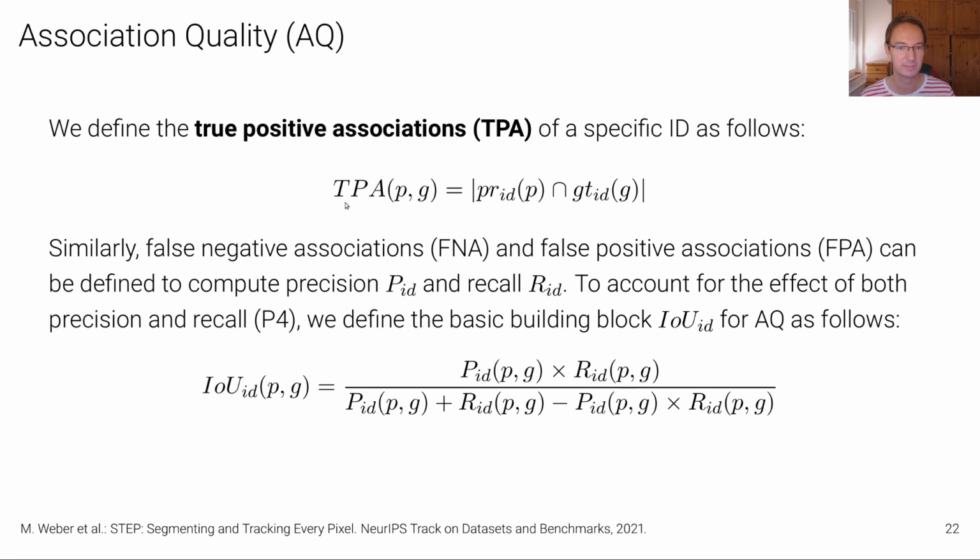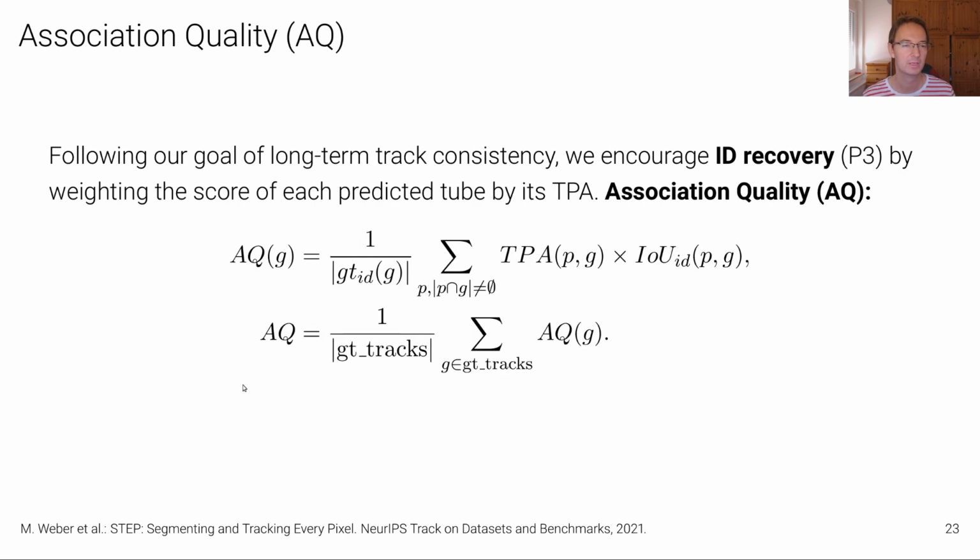So now we have defined the true positive associations and the IoU. Following our goal of long-term track consistency, we encourage ID recovery, this is property 3, by weighing the score of each predicted tube by its TPA. So we are not just looking at the IoU, but we're weighing it by the true positive associations. And in the paper, we have some examples where we illustrate that indeed, by considering this weight, we are ensuring that ID recovery is encouraged.